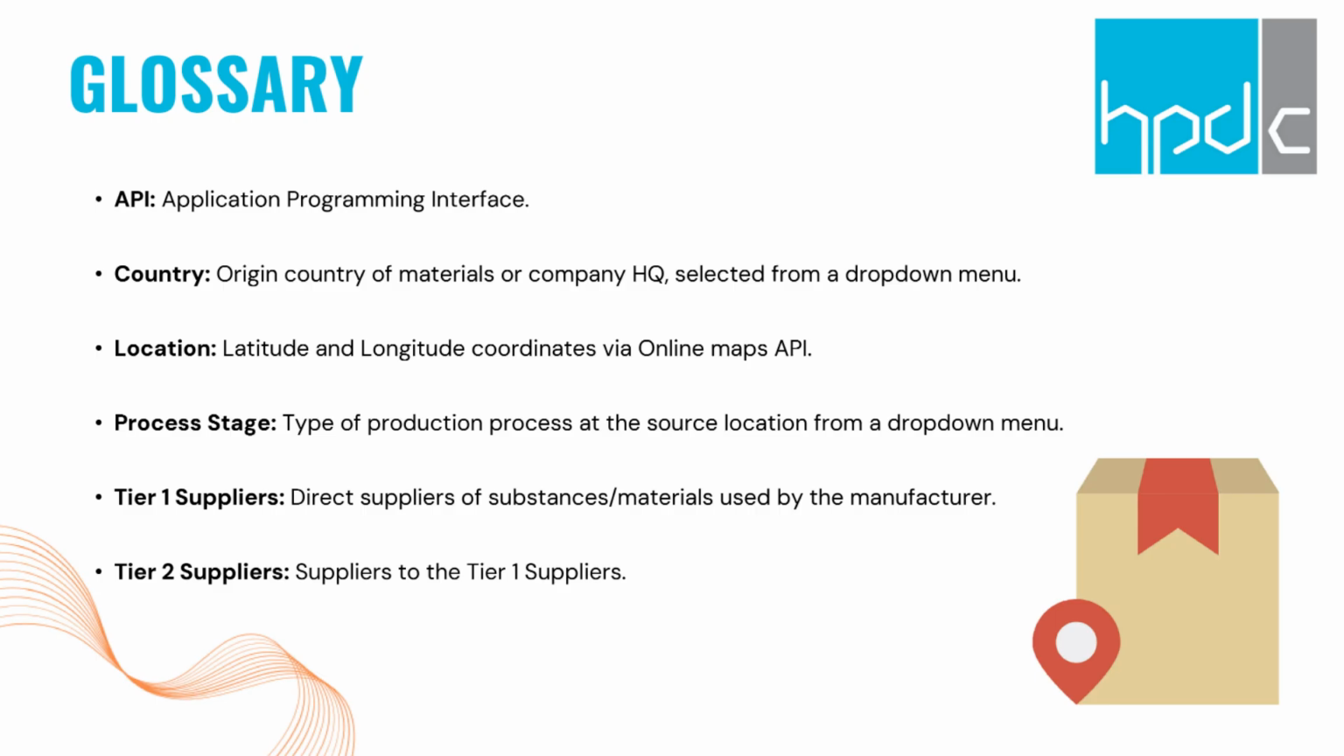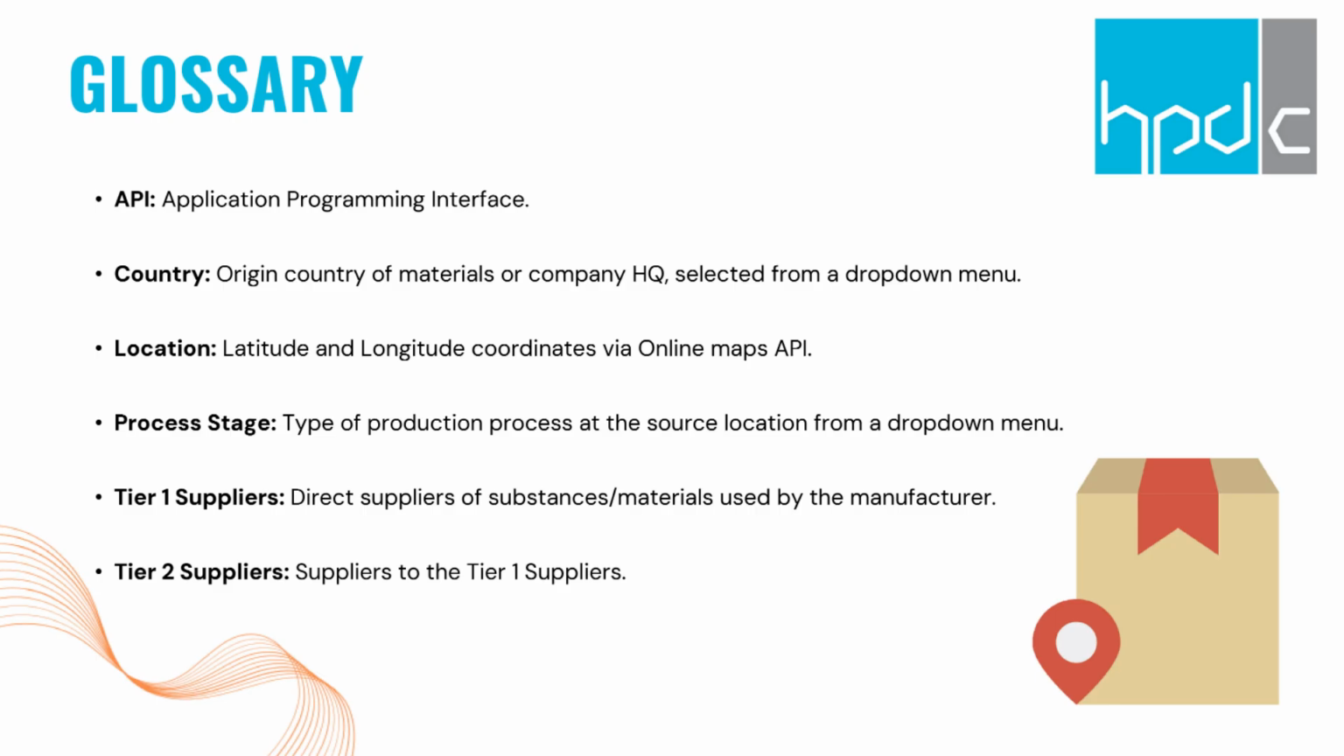Here are a few key terms that support the understanding and use of the location indicator. API. This stands for Application Programming Interface. It's the technology behind the mapping tool used to capture latitude and longitude coordinates. Country refers to the origin country for materials or where a company's headquarters is located. This is selected from a predefined drop-down list. Location. This is the specific latitude and longitude data provided via the Online Maps API. Process stage indicates the type of production or processing taking place at the site, like manufacturing or extraction.